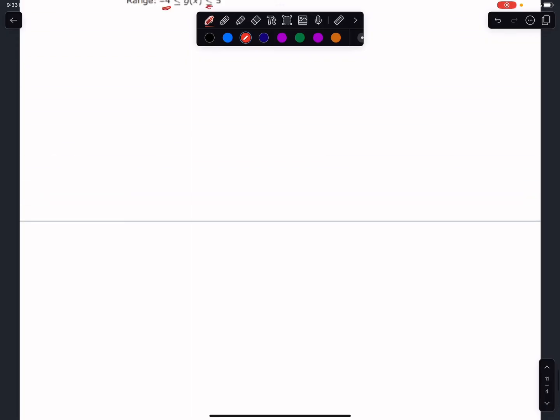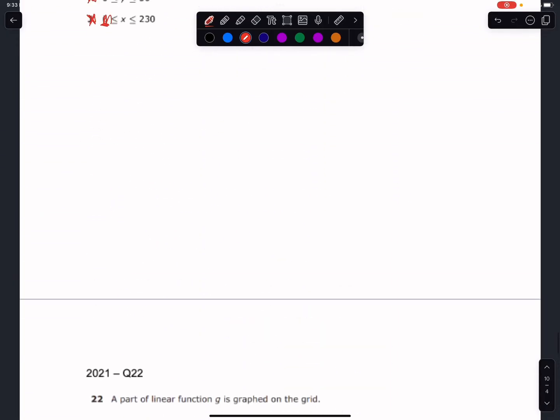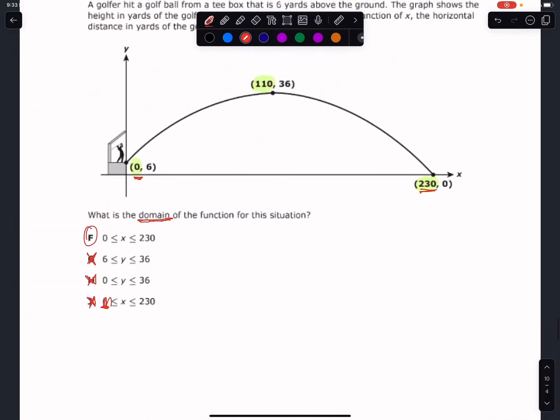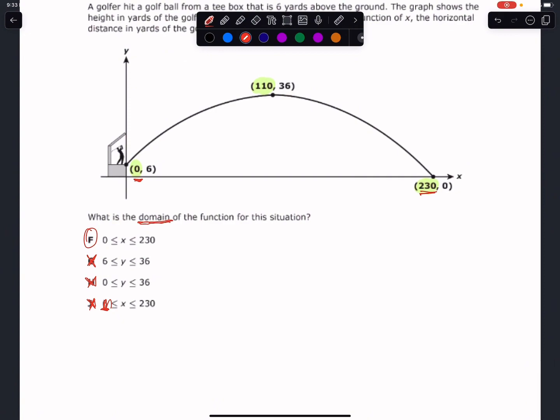All right, that is all the examples. That is all the notes. Everything that I've covered in this video will have you ready to take the state test, the STAR test, as far as the domain and range is concerned. All you have to do is know domain is furthest to the left to the furthest right, and then your range is lowest point to the highest point.